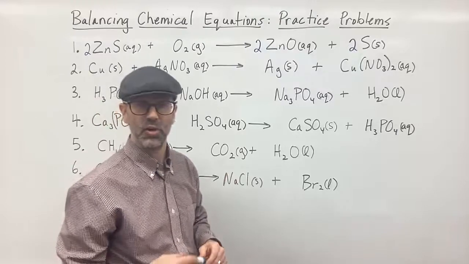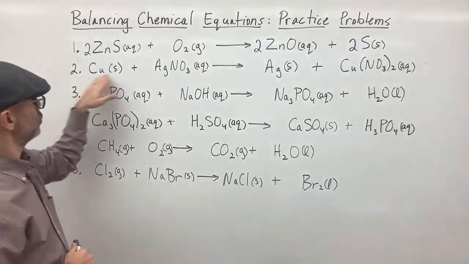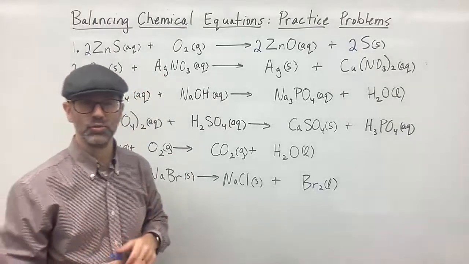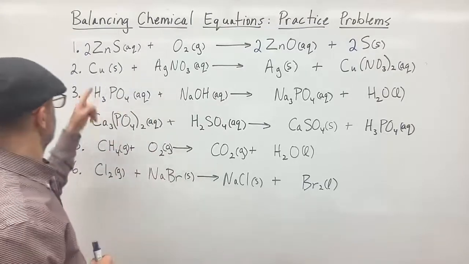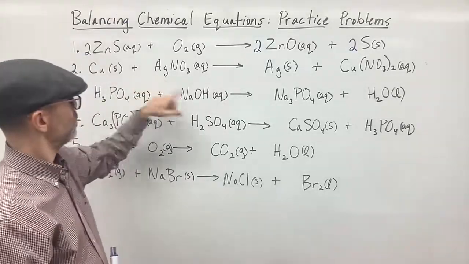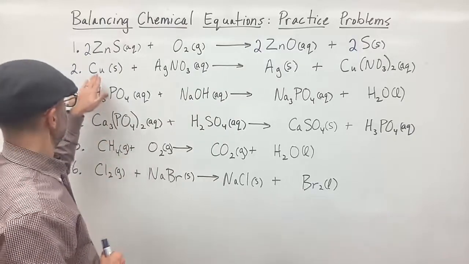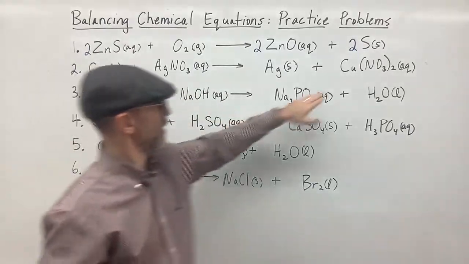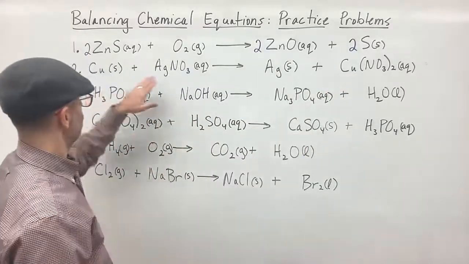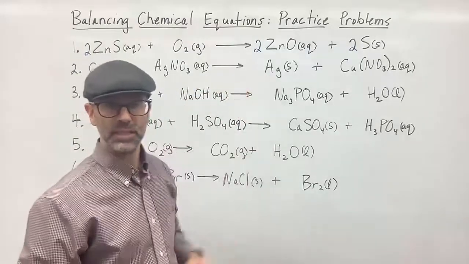Let's keep going. So for practice problem number 2, again, I have 2 metals. I have copper and silver. So it doesn't matter which one I balance first, but since we have this by itself, we'll balance the silver first. But I have silver over here by itself, so either way, it doesn't matter. So here I have 1 copper, and here I have 1 copper. Okay, that's balanced. Here I have 1 silver, and here I have 1 silver. That's balanced.